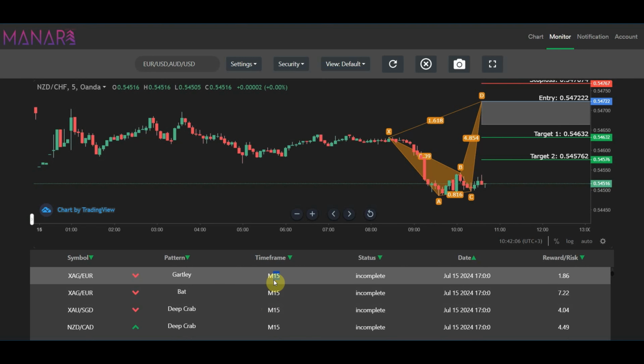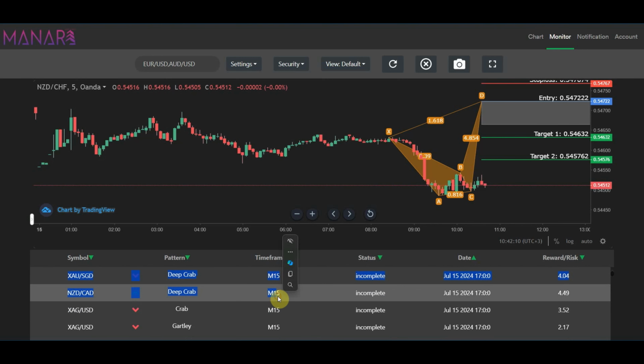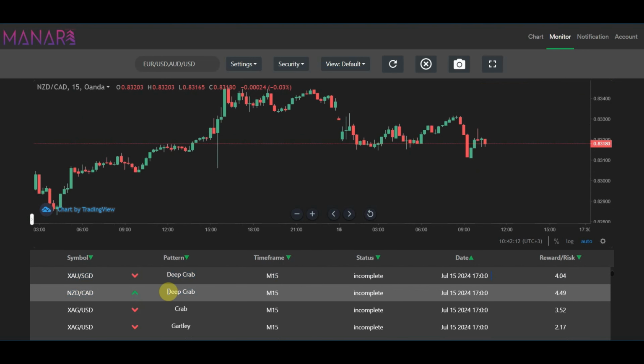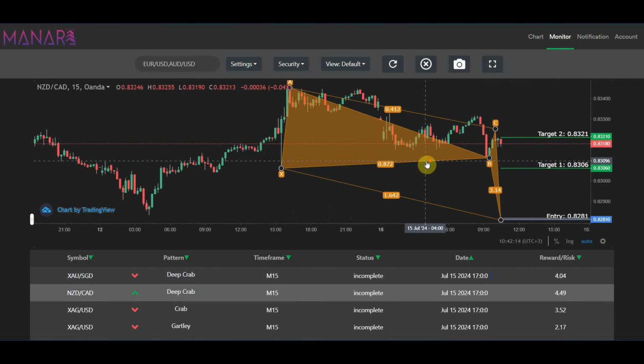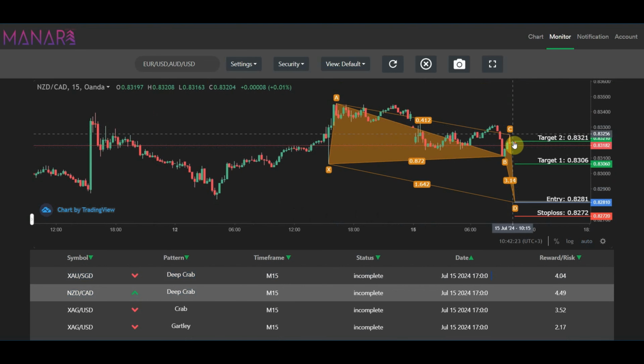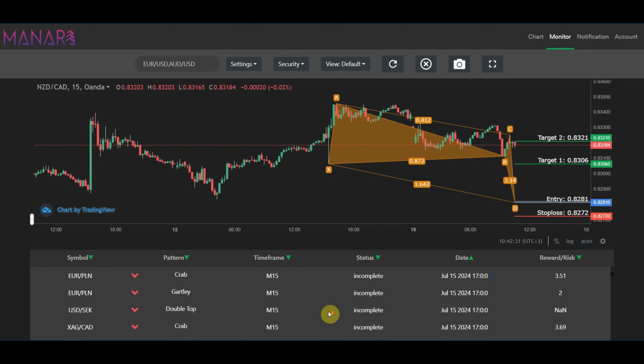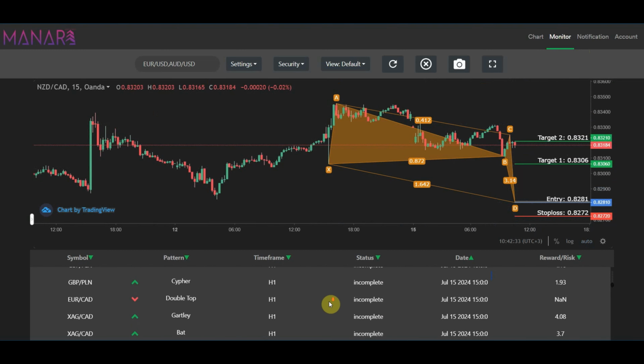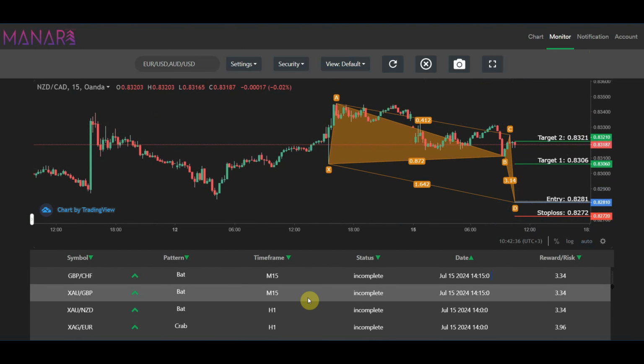We've got some 15-minute ones here. We'll have a look at the New Zealand CAD Deep Crab. See what actually happened. Again, C to D, it's only done a couple of candles. It is in profit. So obviously when I say C to D, we're looking from this point. When we get the alert, a notification pops up here, and we'd be looking to sell towards that D pattern.